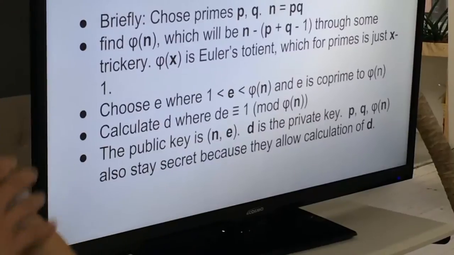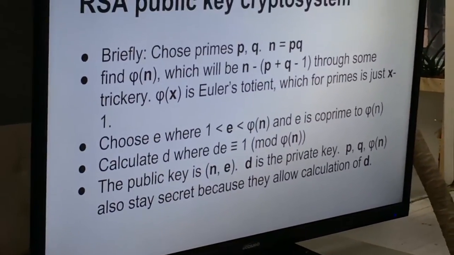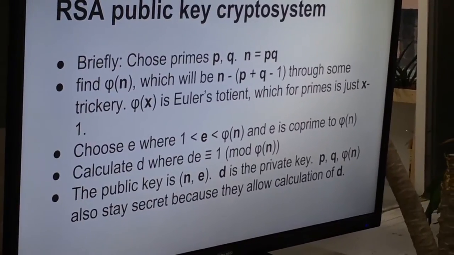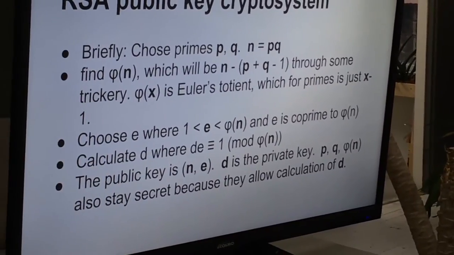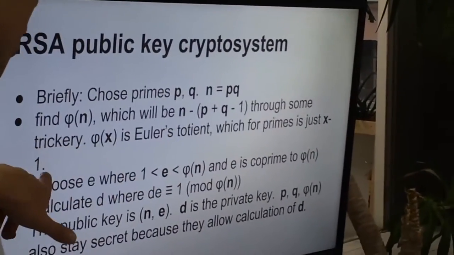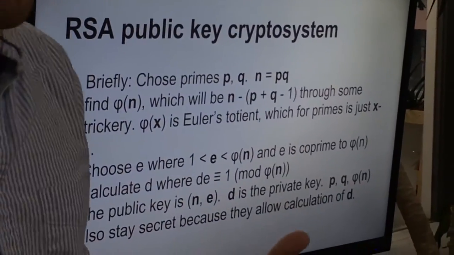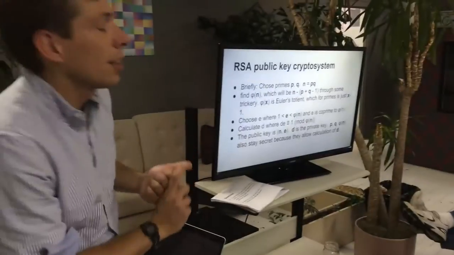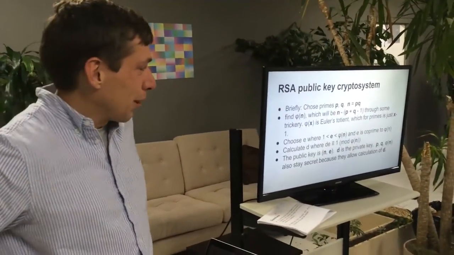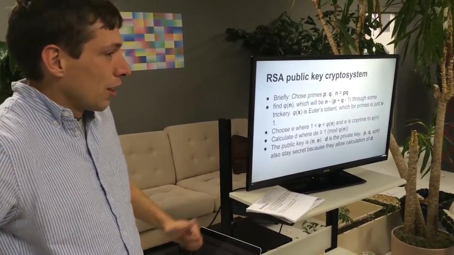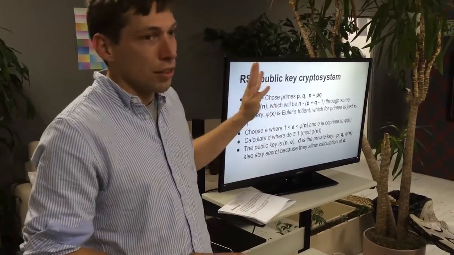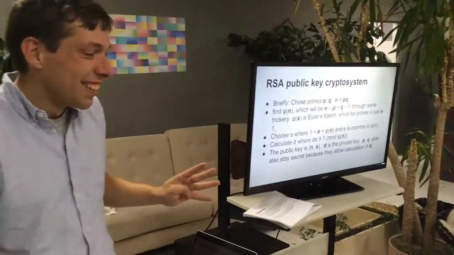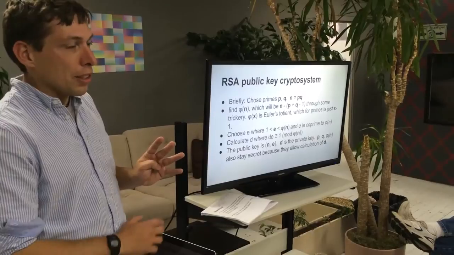Euler's totient is how many numbers below that number are co-prime to that number. For a prime number, this is always just x minus 1, because for a prime, none of the numbers below are factors. But for example, the number 8: 1 you don't count, 2 is a factor, 3 times anything does not equal 8, 4 times something does equal 8, and then 5, 6, 7. So the totient of 8 is 4. It's the count of the numbers under that number that are co-prime, that are not a factor of that number, basically.